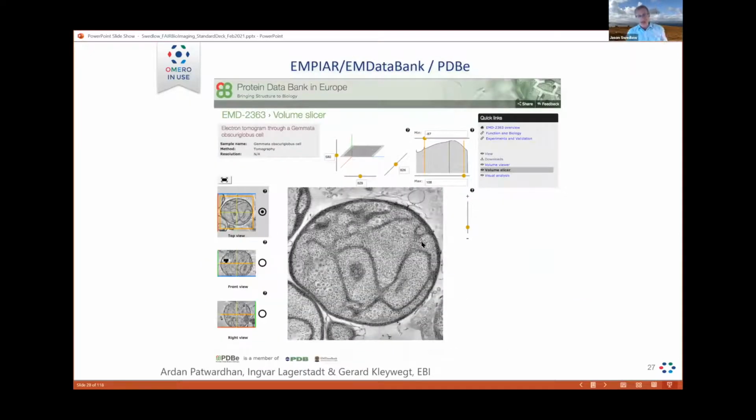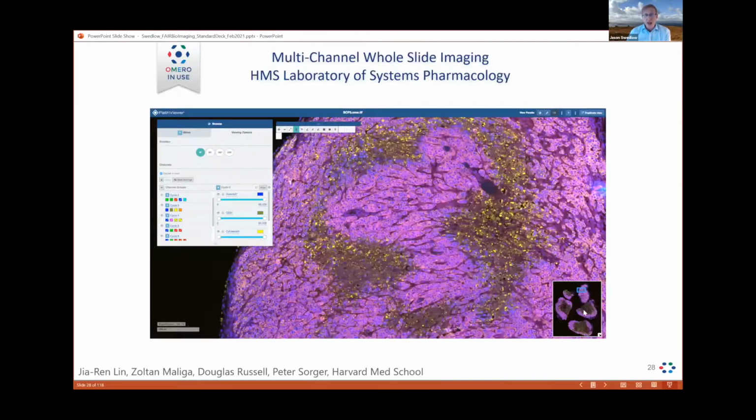Back here in the UK, this is at EBI. This is the EMPIAR Electron Microscopy Archive. Now note that this looks very different than anything I've shown you before. Obviously, there are images inside. So OMERO server is sitting underneath because of that client-server architecture. Very, very different looking clients can access the same system, same technology.